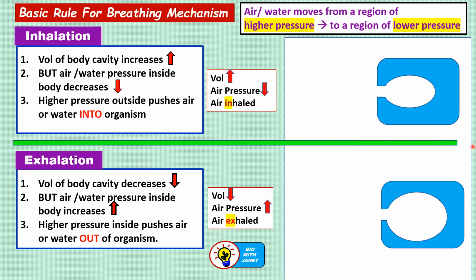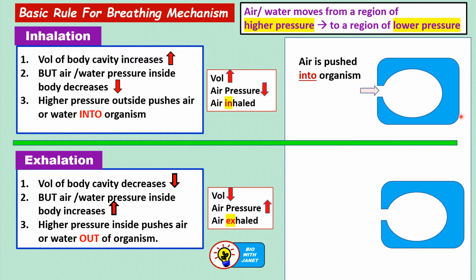So to inhale, right, now the volume of the body cavity here has to increase like this, all right, and then what happens to the air pressure here? It will decrease. And as the air pressure decreases to be less than that outside, this will cause air to be pushed from region of higher pressure to region of lower pressure inside the body cavity, and air will be inhaled. Okay, air will be inhaled. So this is the air. The air has gone in.